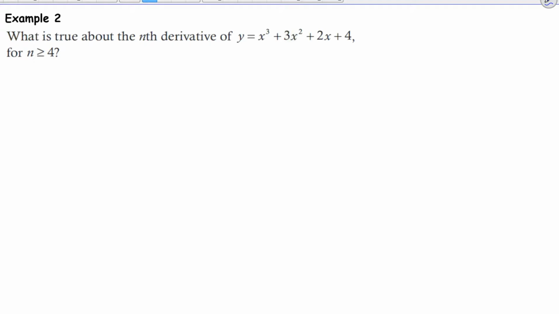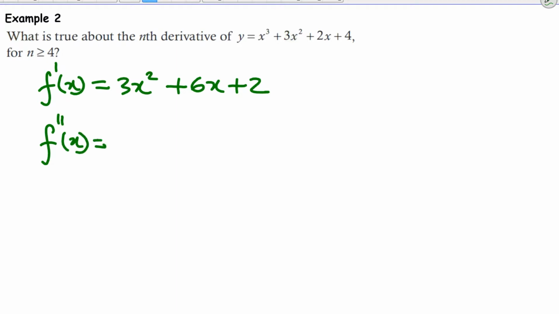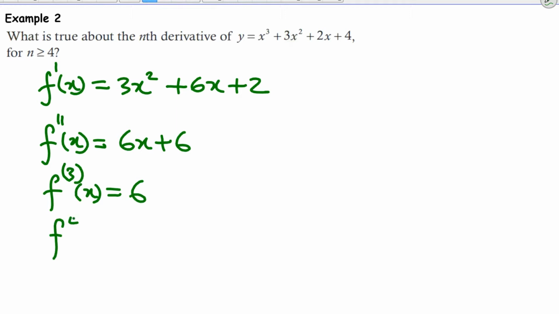What's true about the nth derivative of this function? What that means is we need to differentiate this function up to the fourth derivative and then observe the pattern before you can generalize. So the first derivative of this function will be 3x squared plus 6x plus 2. The second derivative will be 6x plus 6. The third derivative will be 6. The fourth derivative will be 0.